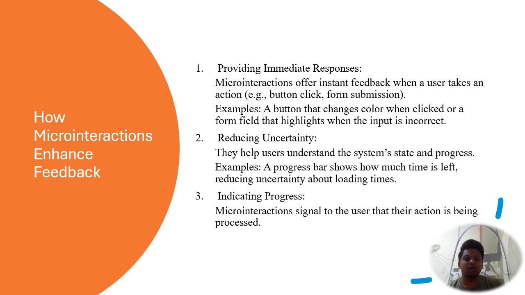Next is how micro interactions enhance feedback. Providing immediate response: micro interactions offer instant feedback when a user takes an action like a button click or submission. Example, a button changes color when clicked or a form field highlights, reducing uncertainty. They help in understanding the system state and progress. Example, a progress bar shows how much time is left, reducing unnecessary waiting. Indicating processes: a micro interaction signals to the user that an action is being processed.